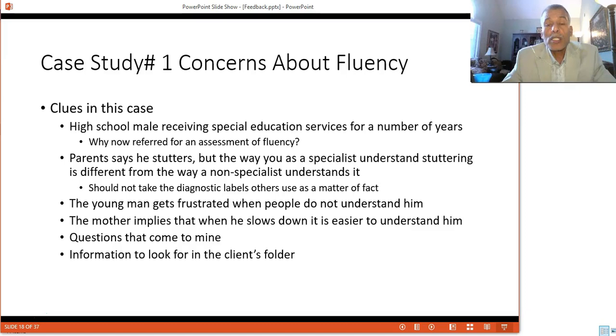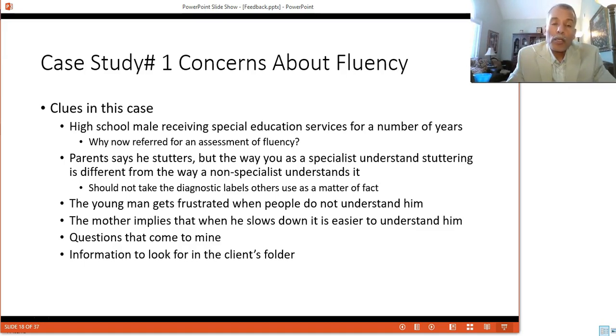The parent says he stutters. The parents are not going to understand what stuttering is, what it is like. They are going to look at everything in a whole different way. So what they call stuttering might not be stuttering at all. It might be pauses, it might be things that slow down speech or different things, but it might not be the classical kind. So you shouldn't immediately just go, oh, the person has a stuttering disorder, simply because the parent said so.